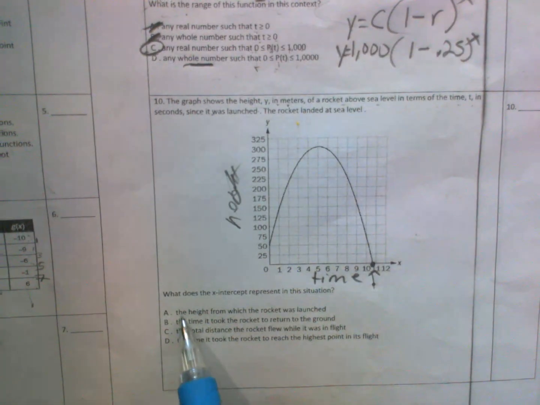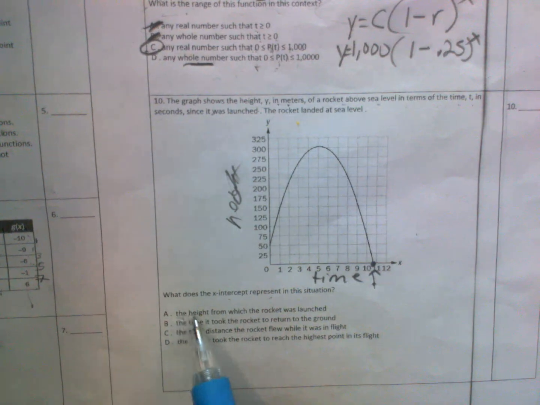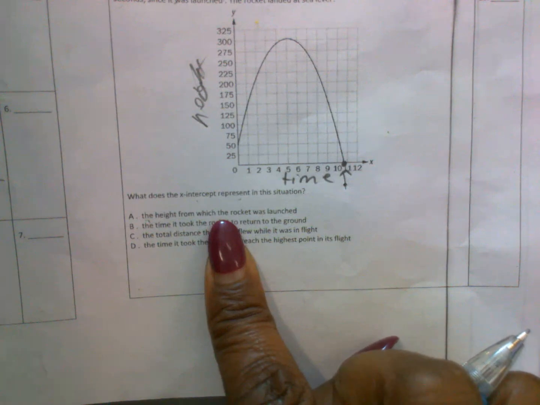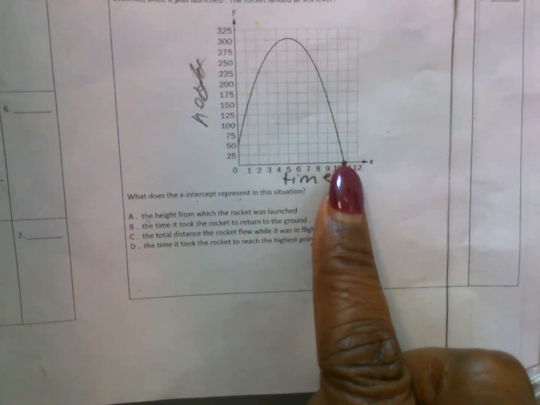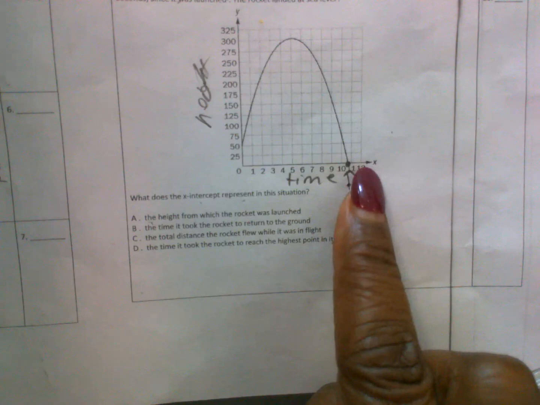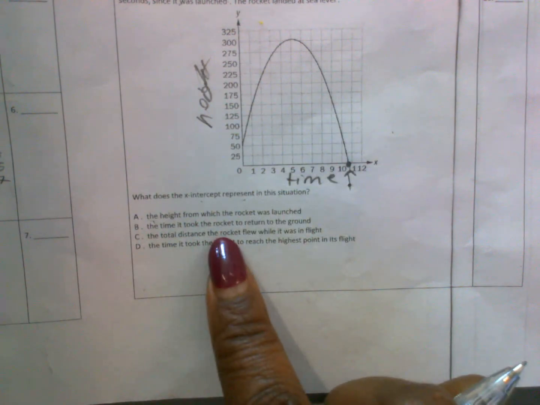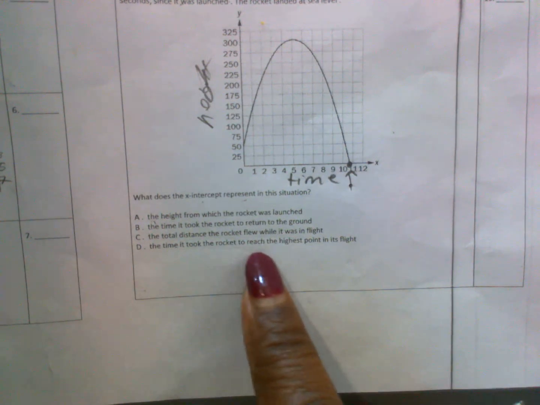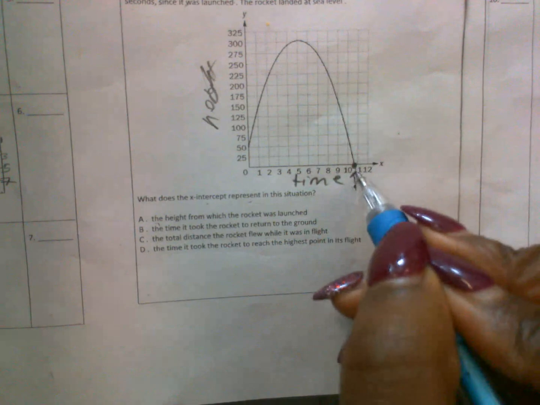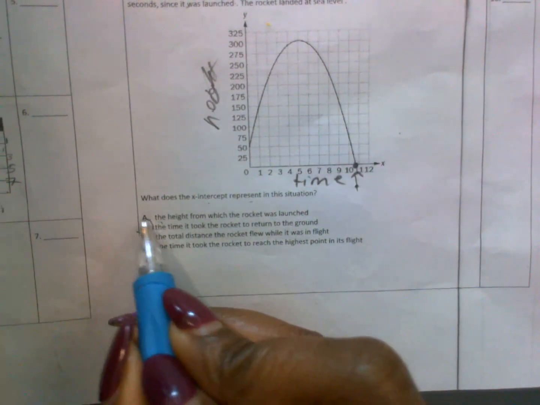Okay. So it says the x-intercept is the height from which the rocket was launched. No. The time that it took for the rocket to return to the ground. Yes, to return to the ground. So that's what it represents. And the total distance that the rocket flew? No. The time it took for the rocket to reach the highest point? No, that's up here, not down here. So the best answer is the time it took for the rocket to hit the ground. Okay. That's it on that one.